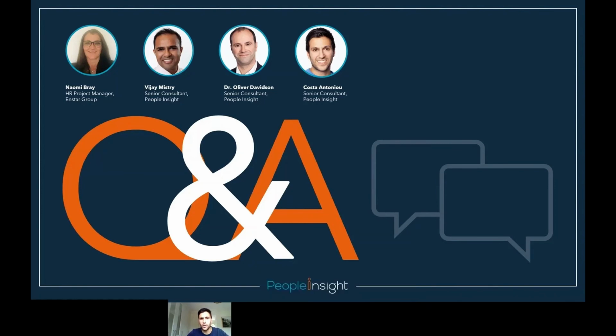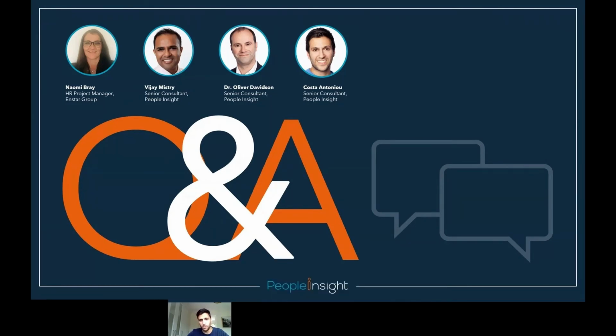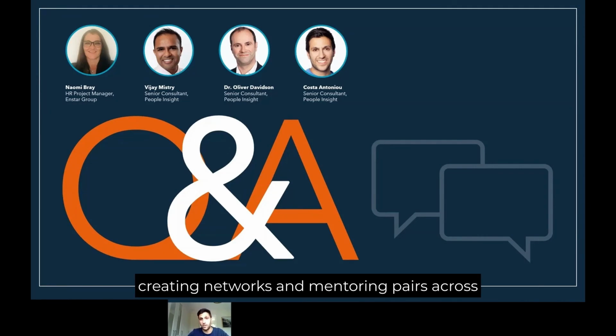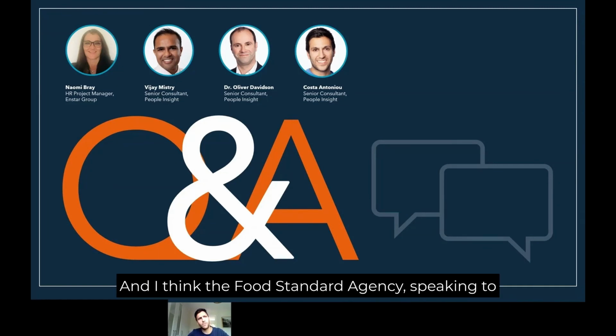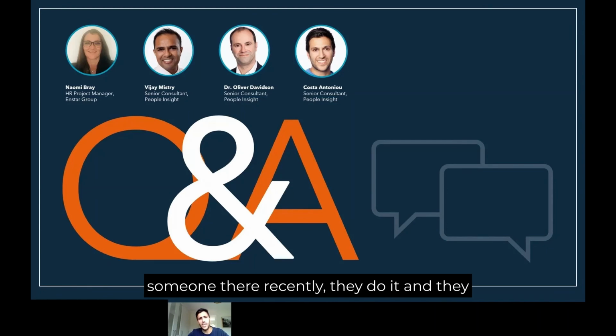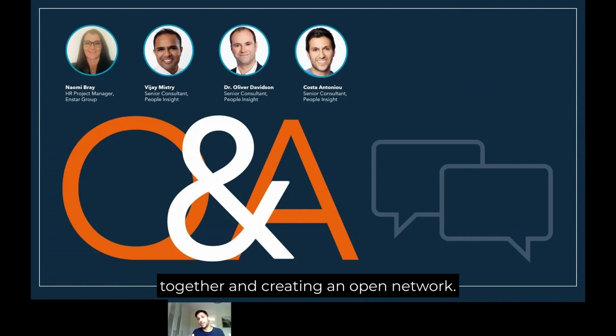And I'll say lastly as well, it's about creating good networks across groups. So we probably all here have heard of mentoring or reverse mentoring to support D&I initiatives, and that works really well. But I think it's also about creating networks and mentoring pairs across all different groups in organisations. And I think the Food Standards Agency, speaking to someone there recently, they do it there, and I think they call it spectrum mentoring. So people across all different groups and spectrums pairing together and creating that open network, and that seems to open opportunities for people who often didn't feel like they had that opportunity beforehand.